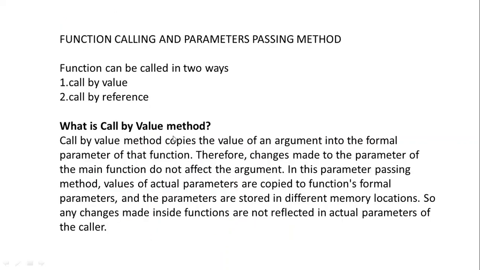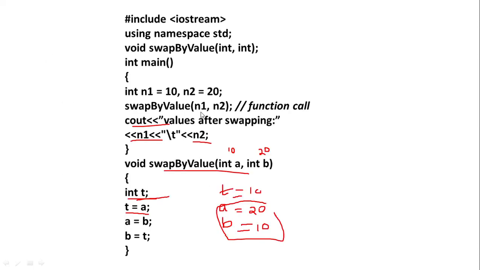In call by value method, it copies the value of the argument into the formal parameter of that function. Therefore, changes made to the parameter of the function do not affect the argument. Any changes made inside the function are not reflected in the actual parameters. Like here, these are the actual parameters and they won't get changed by this process. Simply n1 is always 10 and n2 is 20, but after this operation we will get the output here, but the values inside the main function won't get changed.